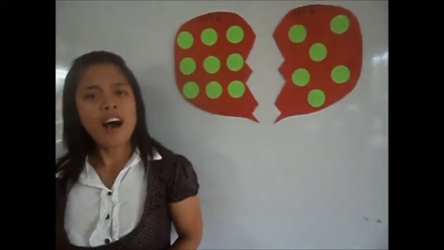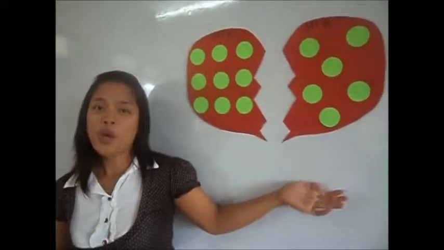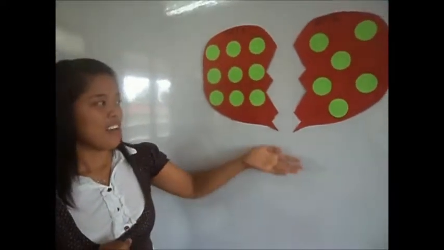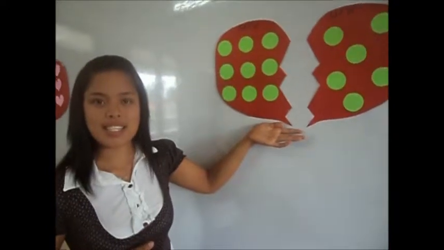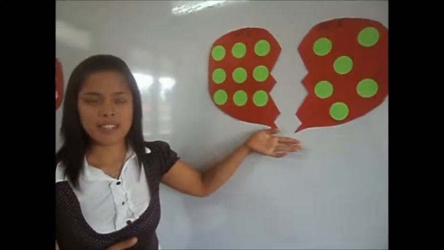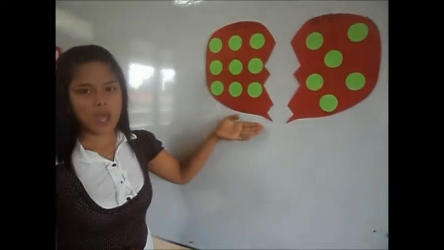Now, this heart was fixed. Thank you for helping me. Now, let's move on to the next problem. How about this heart? What did you observe? Very good. There are circles on this heart. But how many circles in set A?